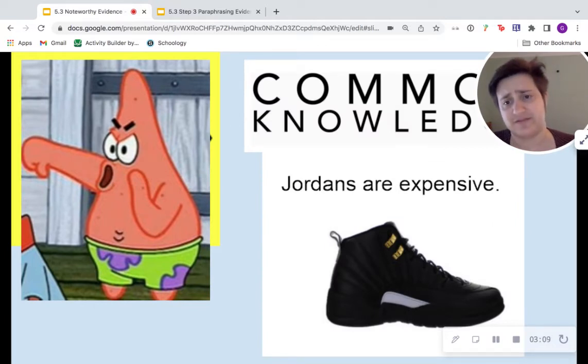Jordans are expensive. Pretty common knowledge. Not everyone is going to know what Jordans are, but this isn't really telling us anything new. In order to make this noteworthy information, we need to add details, evidence, and proof.